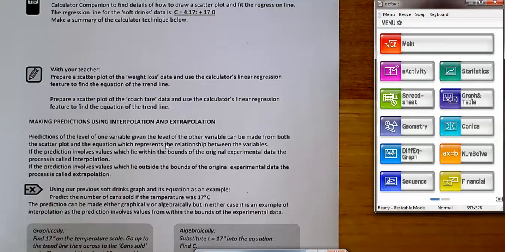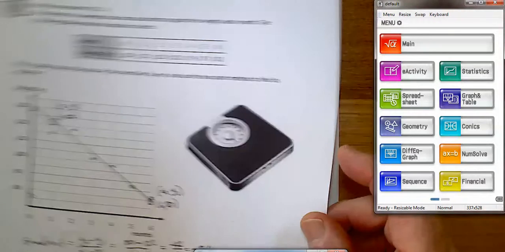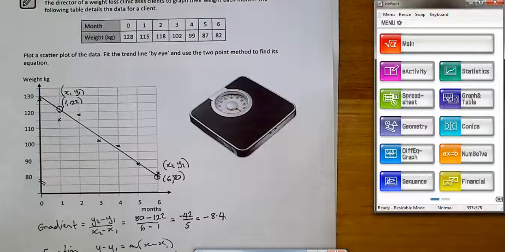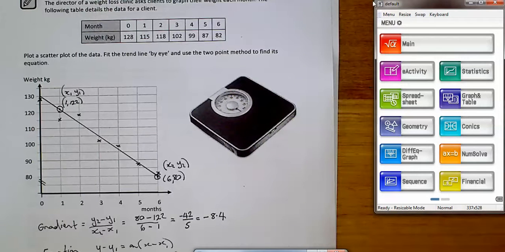So we're going to use calculator technique here to work out the regression equation of the line of best fit through some data. We referred back to the weight loss clinic data, which we've done previously using a two-point technique, fitting the line by eye. More sophisticatedly, we can do it on our calculator. I'm using the Casio ClassPad 400.